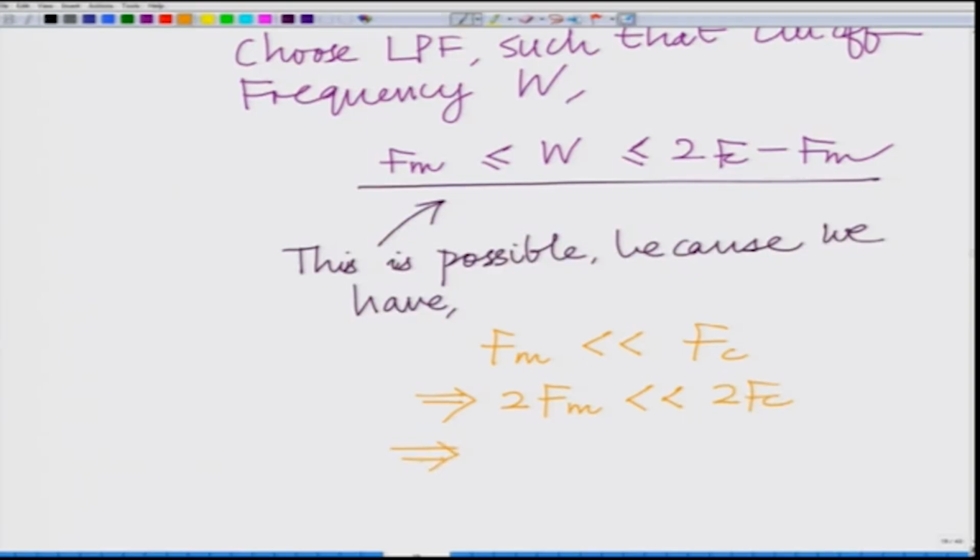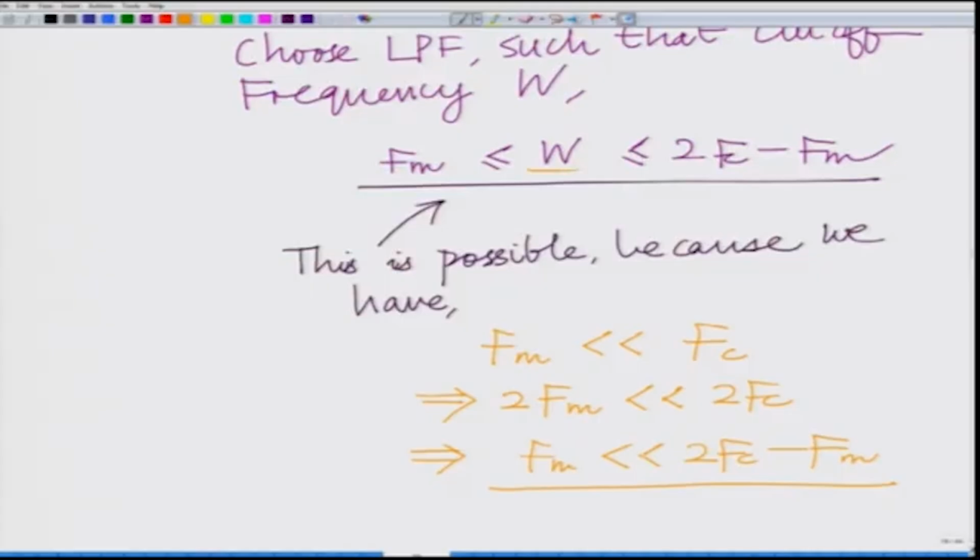which implies automatically that Fm is much less than or equal to Fc minus Fm. So because Fm, the message frequency, is much less than or equal to the carrier frequency Fc, this is indeed possible, and therefore you can choose an appropriate cutoff frequency W. This W is termed the cutoff frequency of the LPF. One can choose the cutoff frequency of the LPF appropriately such that it is much greater than Fm and much less than 2 Fc minus Fm.